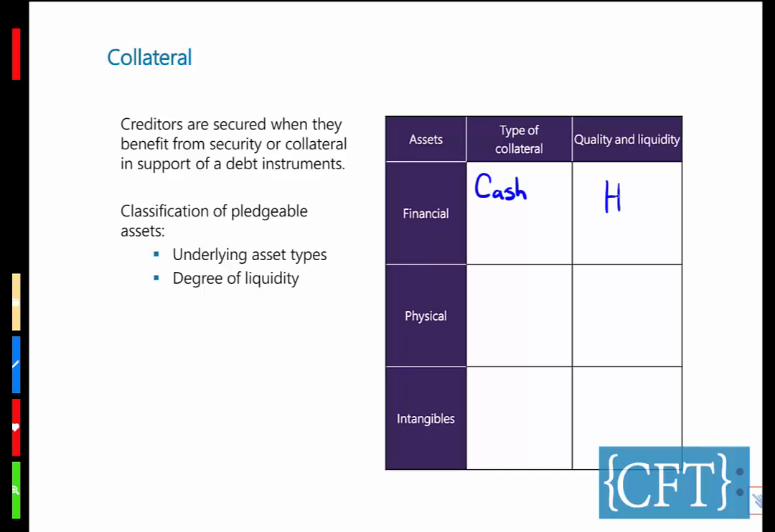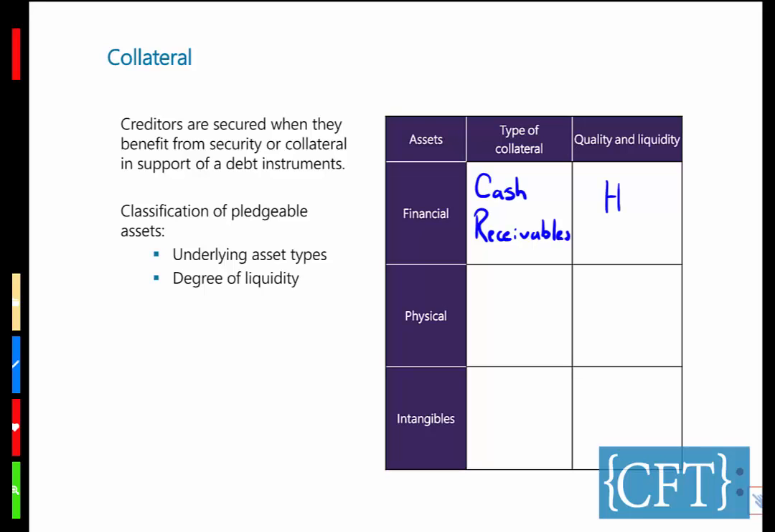The next type of collateral, still under financial, would be something like receivables. This is where the company has sold something to a customer, sent out an invoice, but just hasn't received the money in yet. That again is very good collateral. It could only be offered as a floating charge, thinking back to fixed and floating charge earlier. But if we offer floating charge over our receivables, that's very high quality, because to turn that into cash, all we have to do is wait for the customer to pay their invoice.